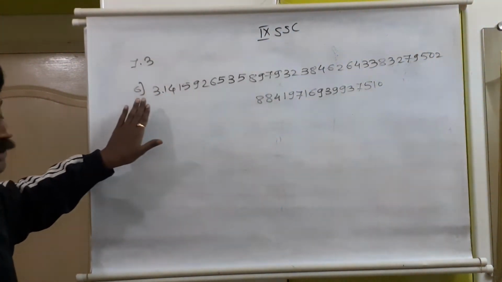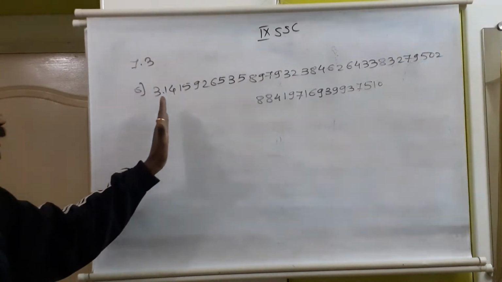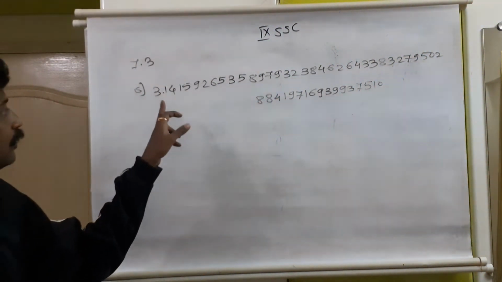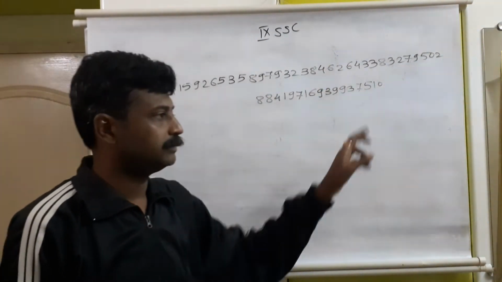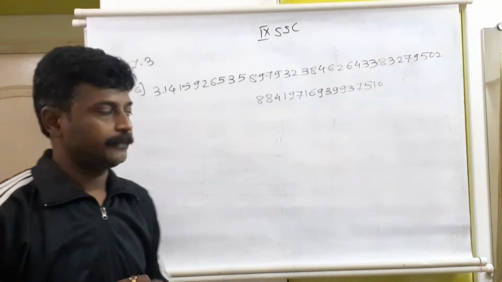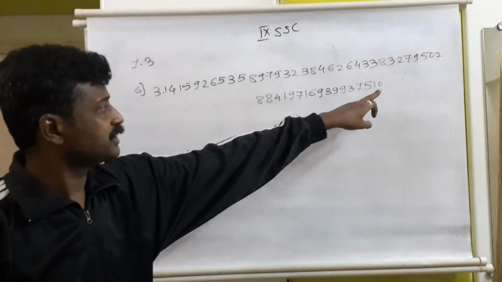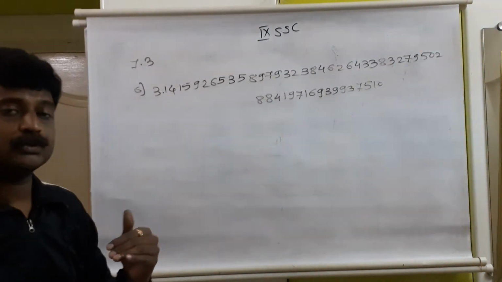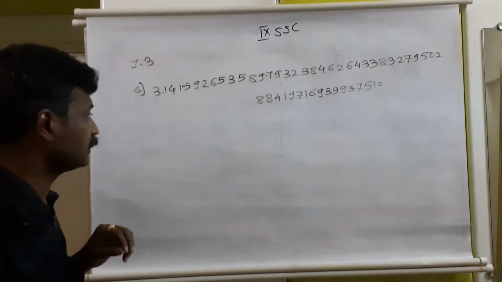This 3 is before the decimal point, so it is not considered. Only the numbers after the decimal point are considered. Now if you observe the numbers after the decimal point, what is the minimum range and maximum range of the data? Minimum is 0, which is here, and maximum we can see it is 9. So 0 to 9, all these numbers will be there.